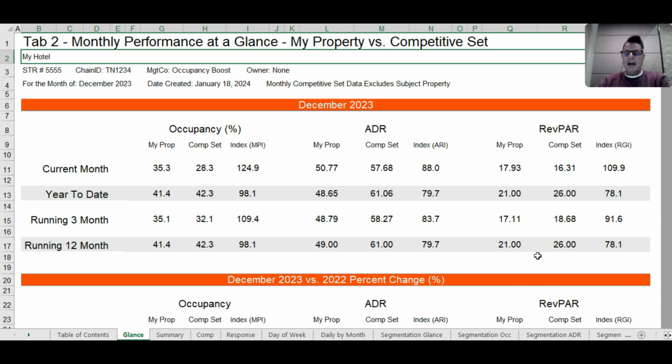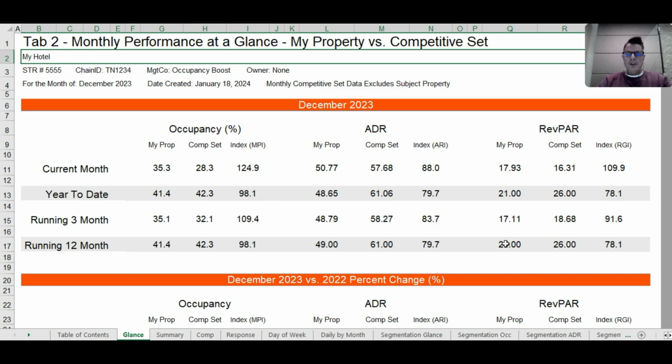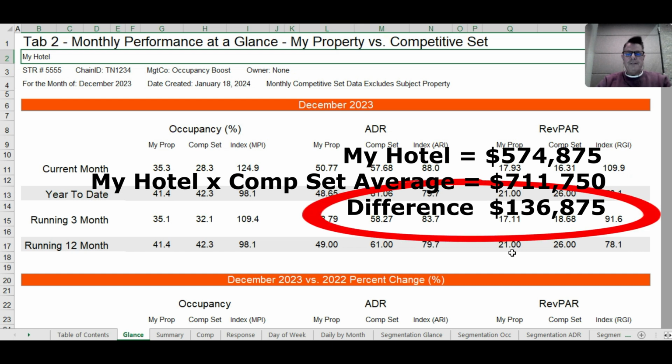Now, $5 doesn't sound like much, but if I take those 27,375 available rooms and multiply it by the RevPAR that the comp set did, which is $26, I get a number of $711,750. That is what this hotel should have been doing. Their competitors did $26 RevPAR. This hotel should have done a $26 RevPAR. That's their comp set. So that's a difference of $136,875. Now that is a lot different than $5.